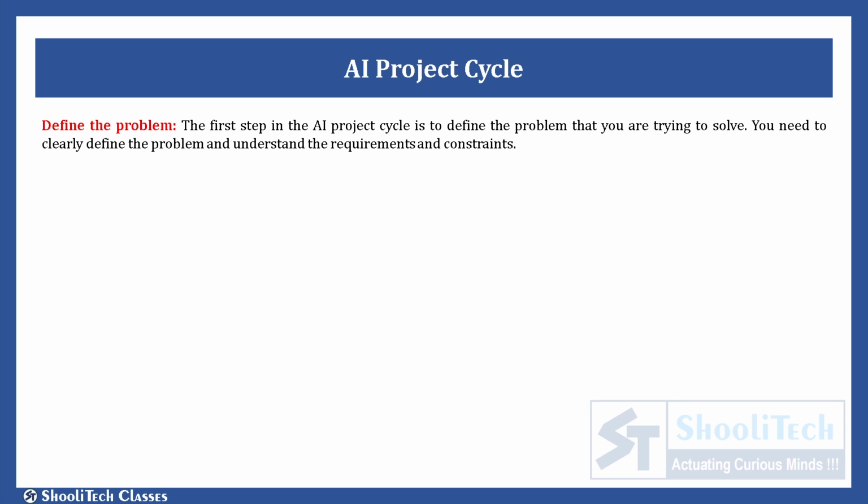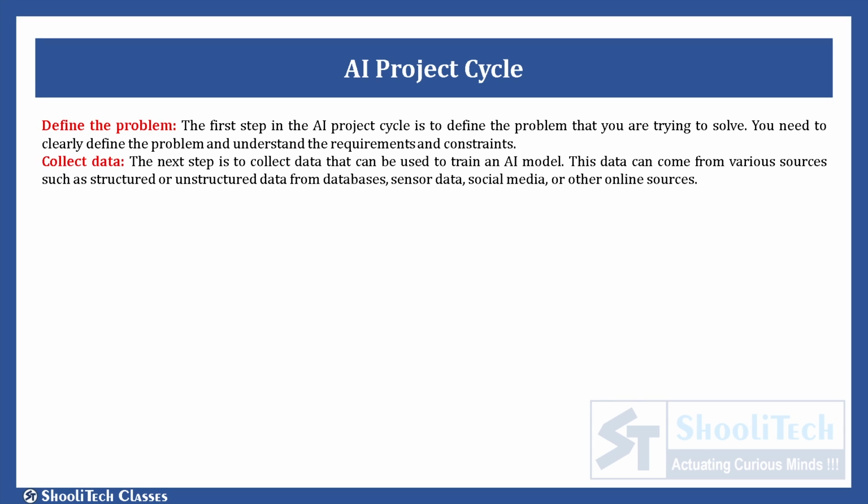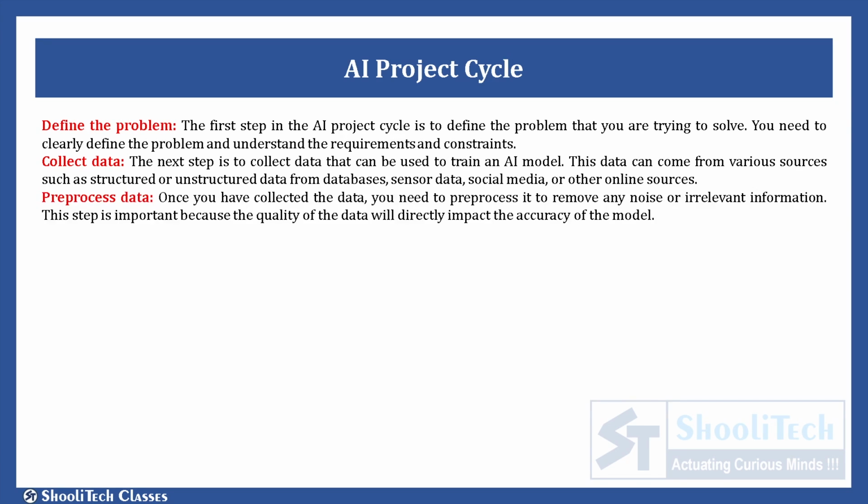The very first step is to define the problem. Means we need to clearly define the problem and understand its requirements and constraints. Then we collect data that can be used to train the AI model. Now, whatever data we have collected, some of the data will be useful and some will be useless. So, we need to pre-process the data. Means we need to remove the noise and irrelevant information. This step is extremely important because the quality of the data will directly impact the accuracy of the model, right?